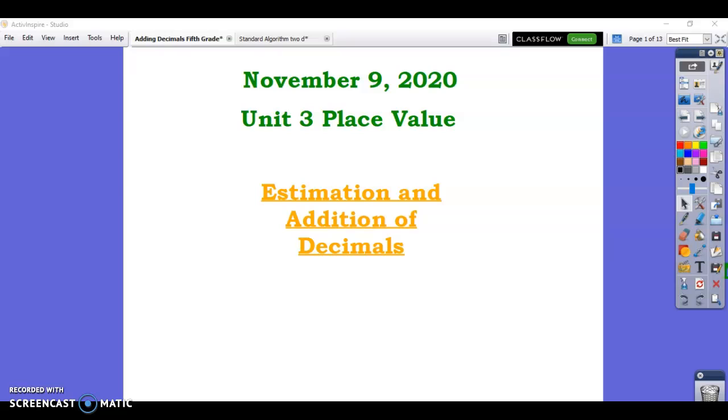We are still inside of our Unit 3 place value, and today we are going to begin our estimation and addition of decimals. Last week we already started talking about rounding and estimation, and today we are going to begin our addition of decimals. In your notes, make sure that you write on a new clean page, pause the video if you need to, here: estimation and addition of decimals.